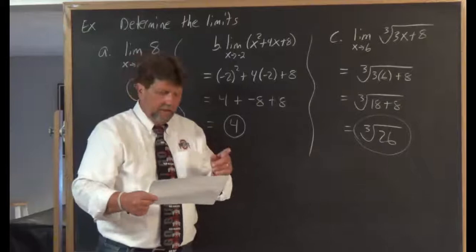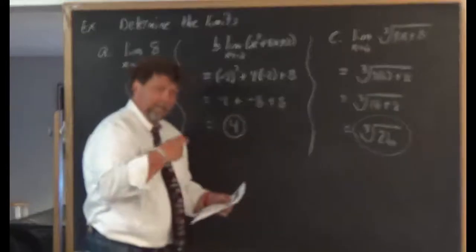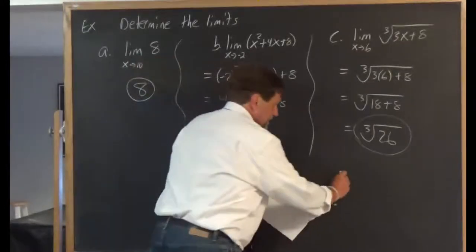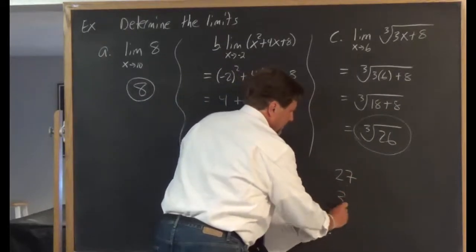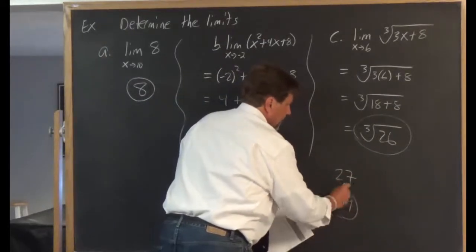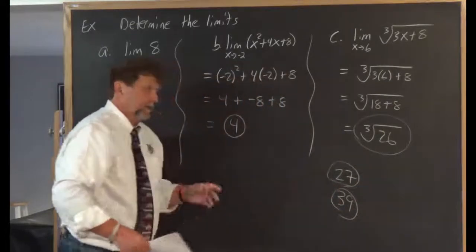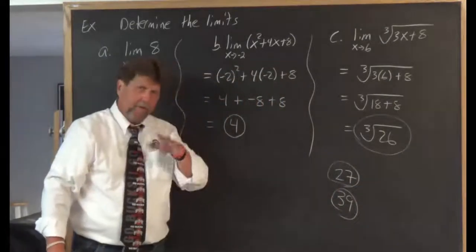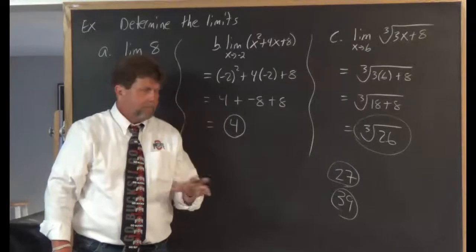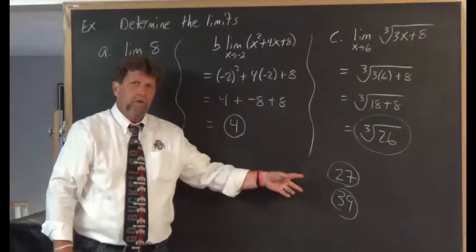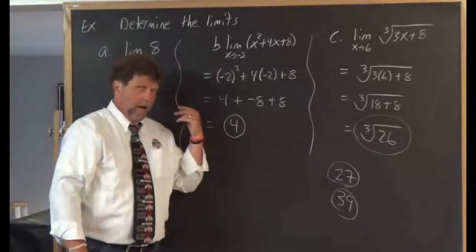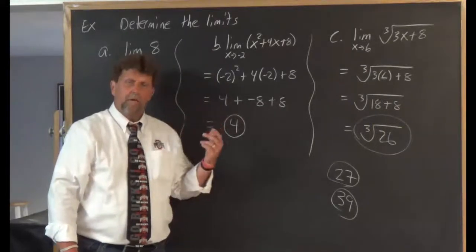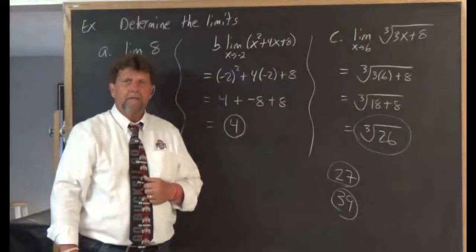So here's what I'd like you to do right now. In section 2.1 in the exercises, I would like you to try number 27 and 39. So I'd like you to try those two. So here's what you do. Pause the video. Do those two. Once you've done those two, restart the video. I'll be here at the chalkboard working through them, and hopefully you got them correct.